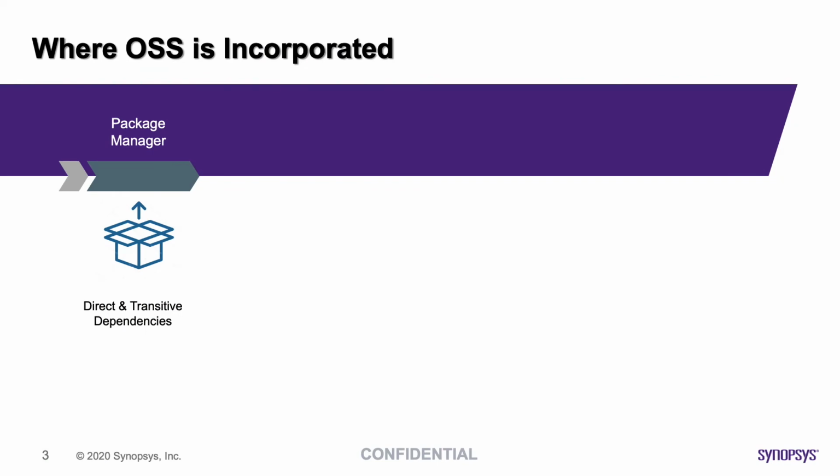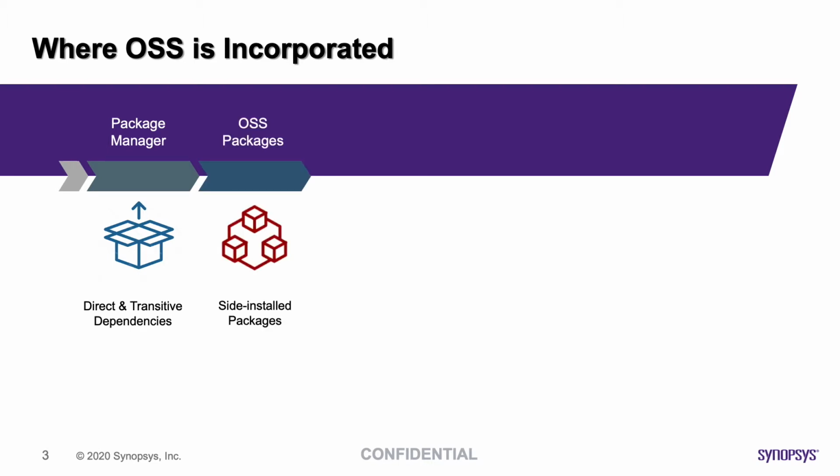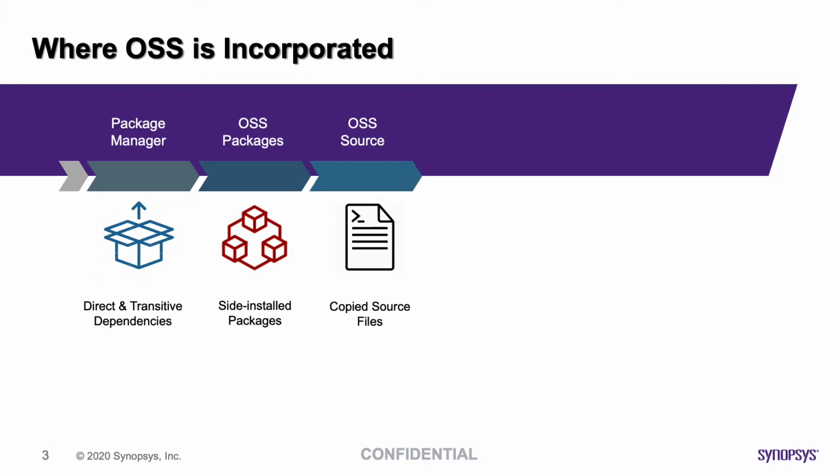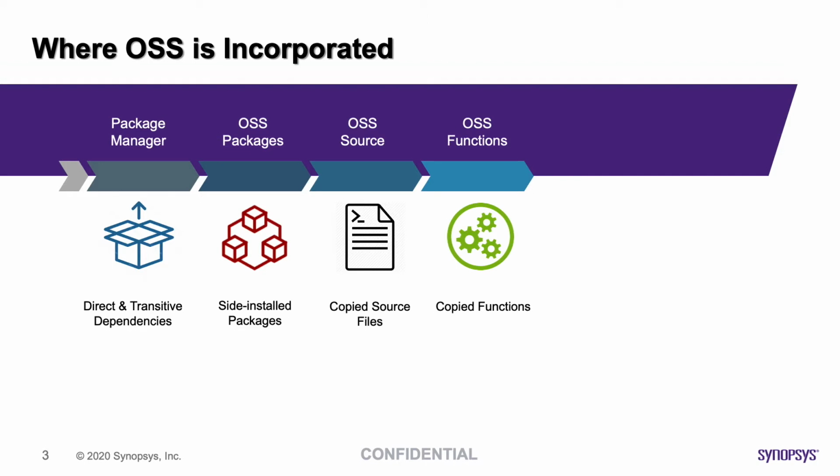There are 6 ways that open source can be included in projects. The first and most common method is to use a package manager to define dependencies. Another common method is to use side installed packages. This can be components or archives which are added to your project, but note that they can also be within the dependency tree. The original way of copying open source was to use the source hierarchy and copy that into your project. Another option is to copy functions or methods from within open source packages into your custom code.